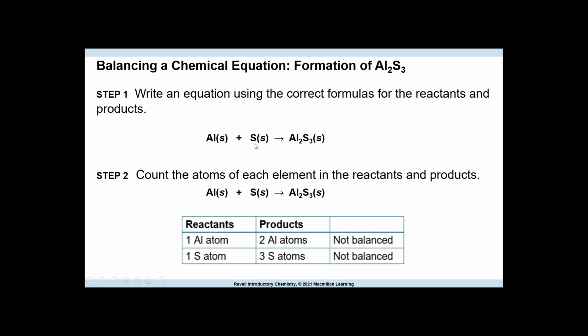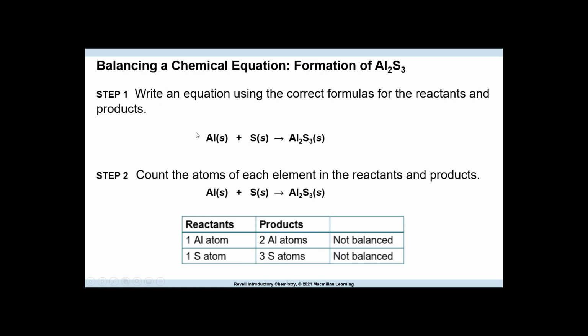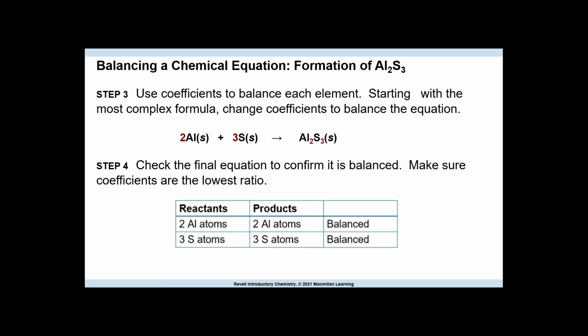So in here we have aluminum plus sulfur equals aluminum sulfide. So we're going to count the atoms. So we have 1 aluminum atom and 1 sulfur atom. We have 2 aluminum atoms and 3 sulfur atoms. This is obviously not balanced. So we want to add some coefficients to make sure they're balanced. So we add a 2 here. And why would we add a 2 here? Because you see in the subscript, it's 2. So we can add a 2 here.